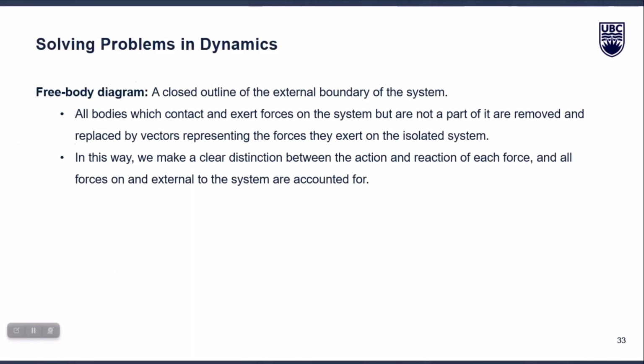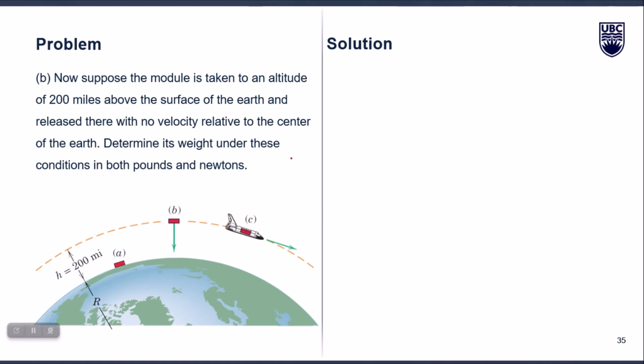Now let's see the second part of the same problem, that now the same object is lifted from the surface to a height of 200 miles, right? Miles, you should now know that again the input or known information is in US customary units, right? So the weight of that object was 100 pounds, and it is now lifted up to a height of 200 miles, right? And now it is released from that height, and the question is that you should determine its weight under these conditions in both pounds and newtons, right? So the weight on the surface was 100 pounds, but now it is lifted to a height and you are asked to determine the weight now.